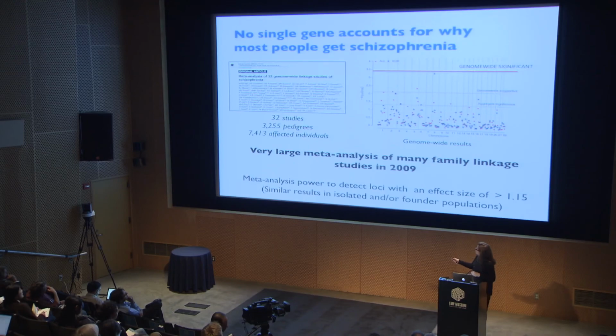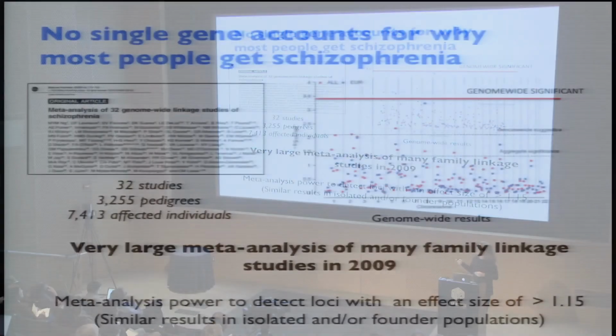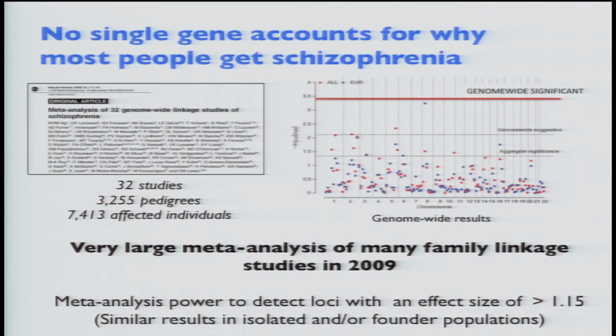So 32 studies have been done, over 3,000 pedigrees, 7,000 affecteds have been looked at. This data's all been put together. And what you can see, this line just represents the line that you need to achieve to have found a result that was not by chance, having tested the number of markers that are tested across the genome. Nothing crosses that line. And so what we can say now is that there is nothing that's giving you a 50-fold or 100-fold or 1,000-fold increased risk of developing this disease in any one single gene.